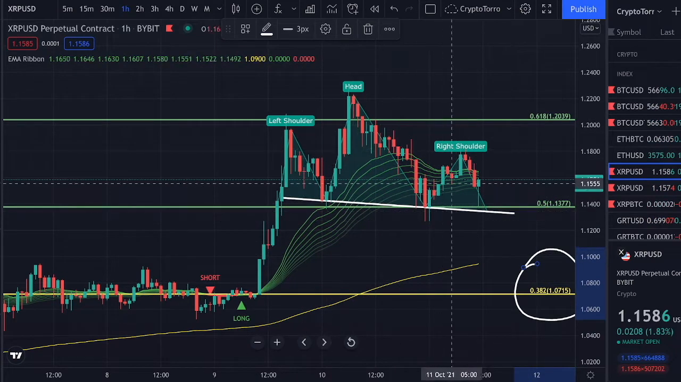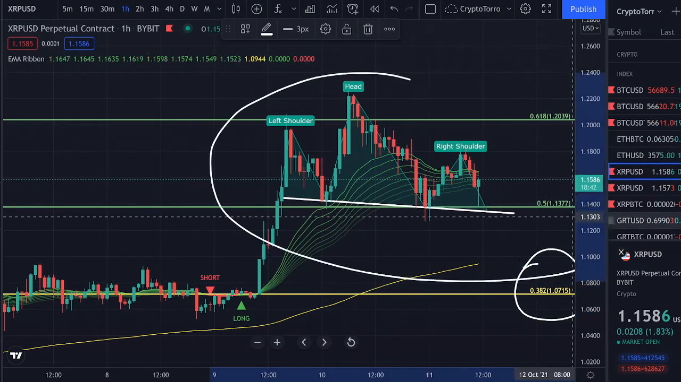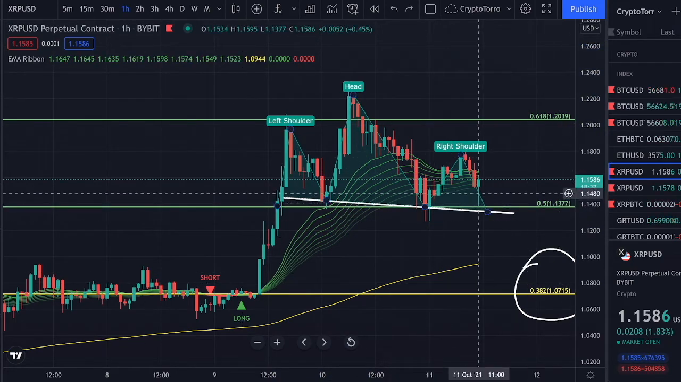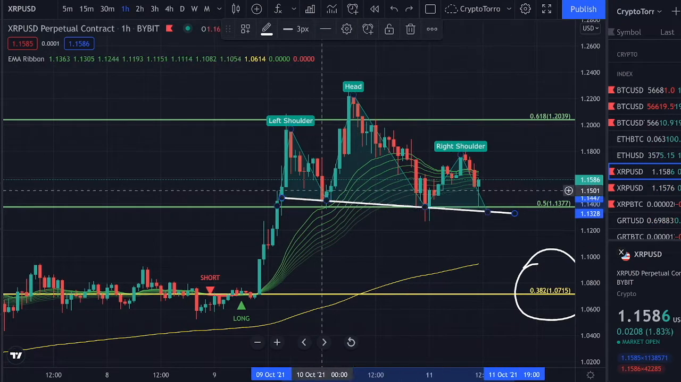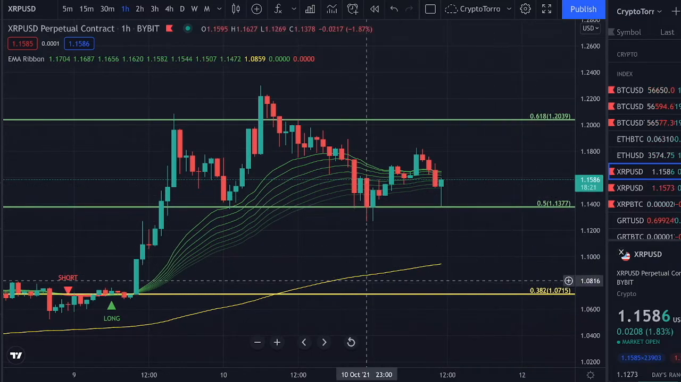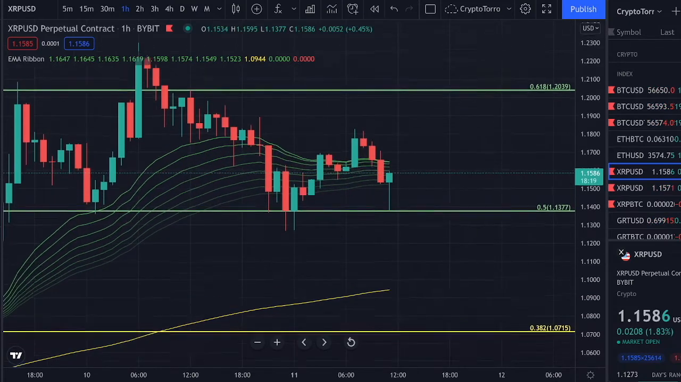We are seeing that head and shoulders pattern playing itself out right now on the 1 hourly time frame, and you have to take it into consideration for the upcoming hours that we do not break out underneath this neckline of the pattern, but also that we are able to find support on top of the 0.5 Fibonacci. Very important level for sure at $1.13.